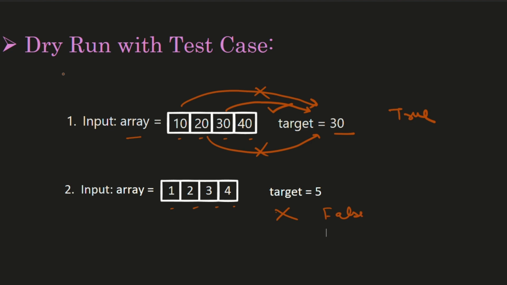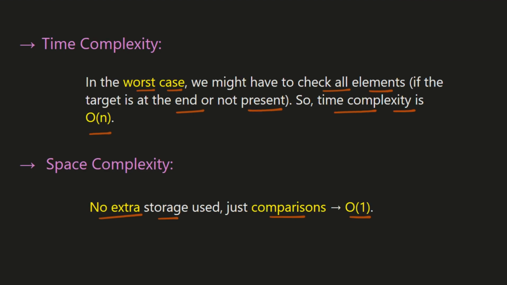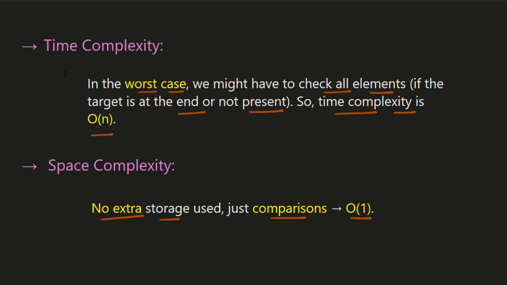Let's see the time complexity. Look at the pseudocode once again. In the worst case, we might have to check all elements if the target is at the end or not present. So, time complexity is O(n). Space complexity. Again, no extra storage used, just comparisons. So space complexity is O(1). That means even if your array grows, your memory usage doesn't. It's efficient in terms of space.